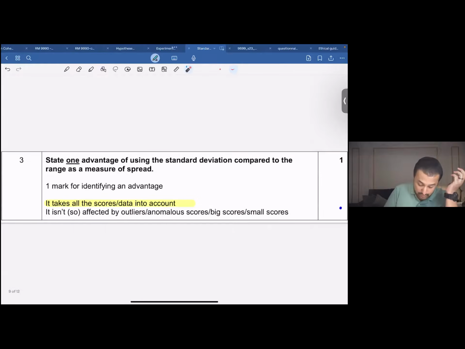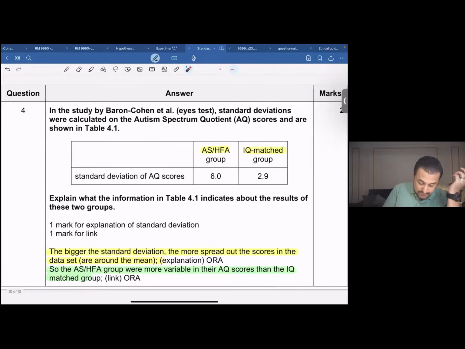Taking this ahead, another question from the CIs says, state one advantage of using the standard deviation compared to the range as a measure of spread. We just spoke about a similar question a minute earlier. Another question is linked to the study by Baron Cohen et al. In the study by Baron Cohen et al., standard deviations were calculated on the autism spectrum quotient. Scores are shown in table 4.1. So we're talking about how standard deviation scores were calculated on the autism spectrum quotient, AQ, if you remember.